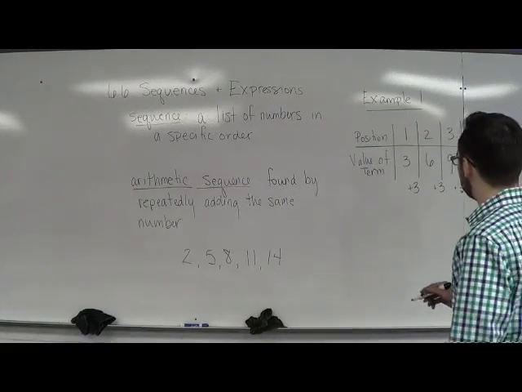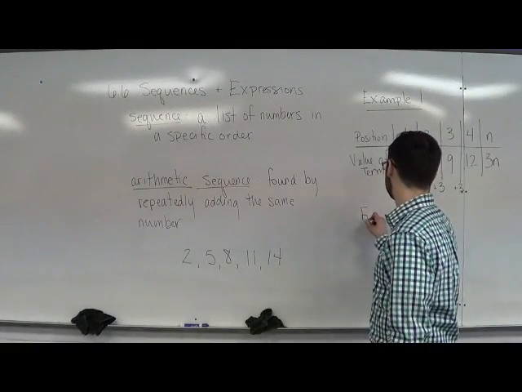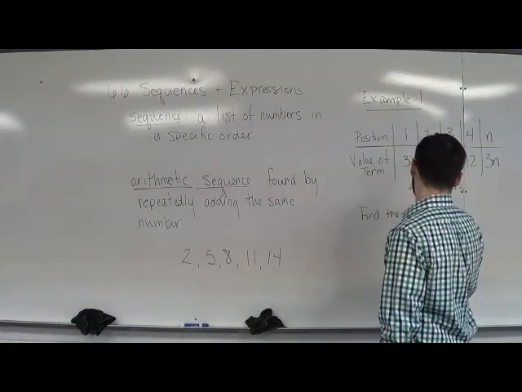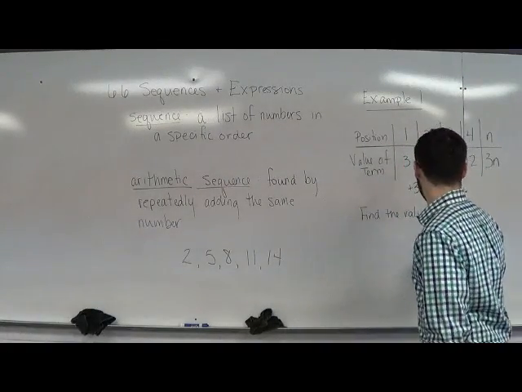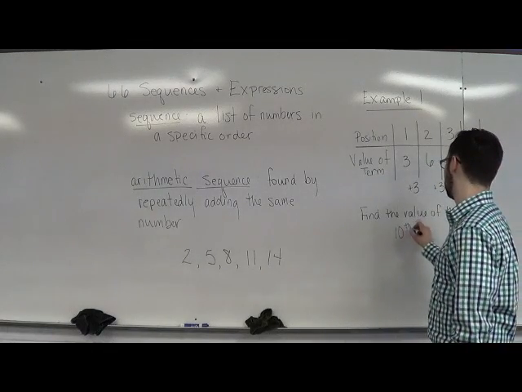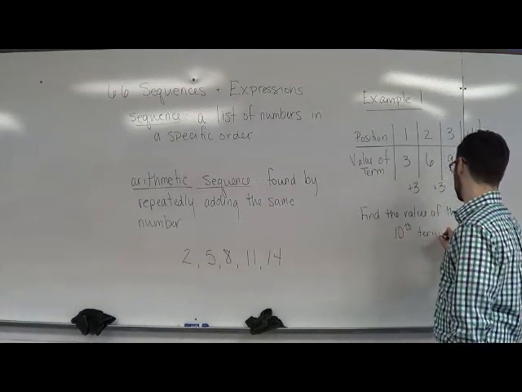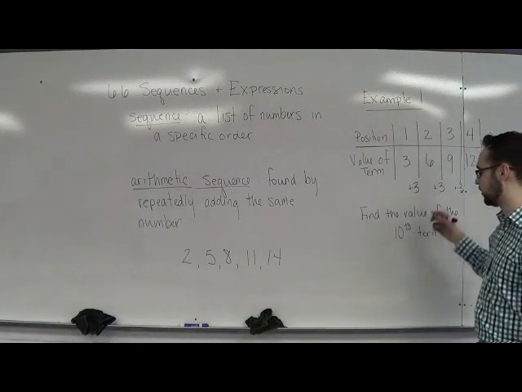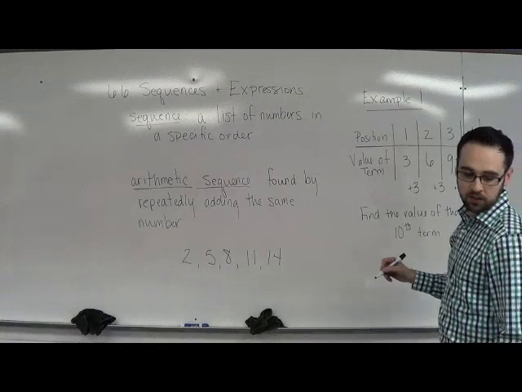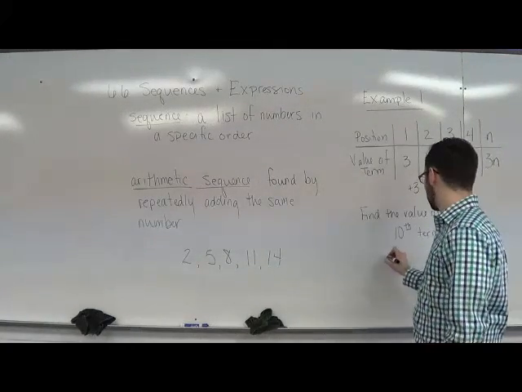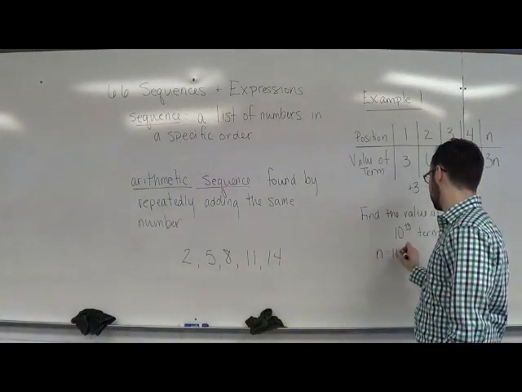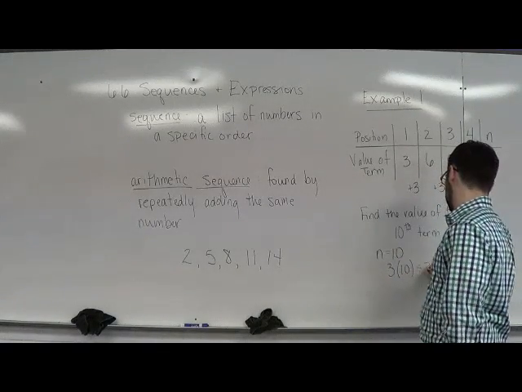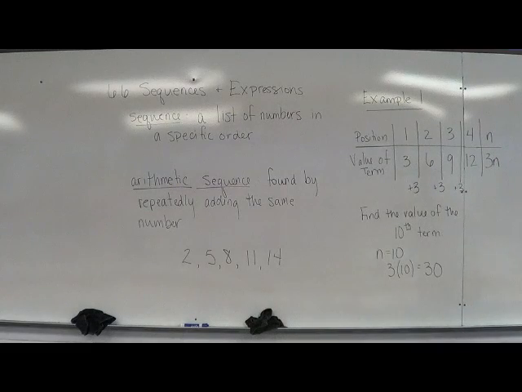Then they ask us, find the value of the 10th term. Well, the 10th term would be out here when n is equal to 10. So what am I going to do? We want to know when n is equal to 10. So I'd have 3 times 10. And the value of our 10th term is going to be 30.